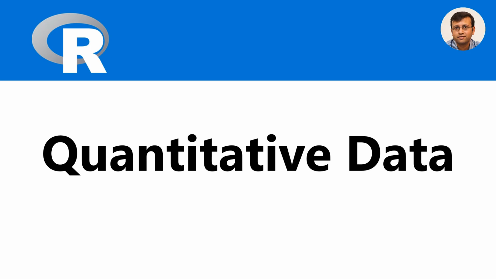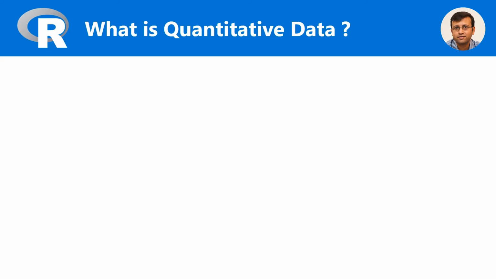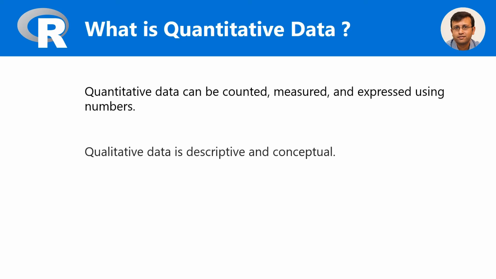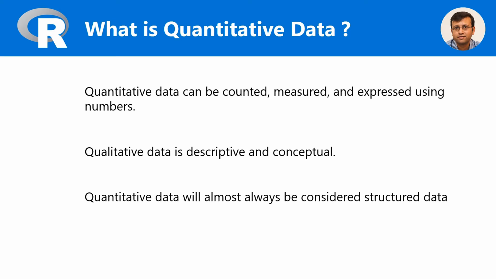In this video, we will talk about how to handle quantitative data, that is, how to handle continuous or numerical data. Quantitative data can be counted, measured, and expressed using numbers, whereas qualitative data is descriptive and conceptual. Contrary to qualitative data, quantitative data is statistical and is typically structured in nature. This type of data is measured using numbers and values, which makes it more suitable for data analysis.